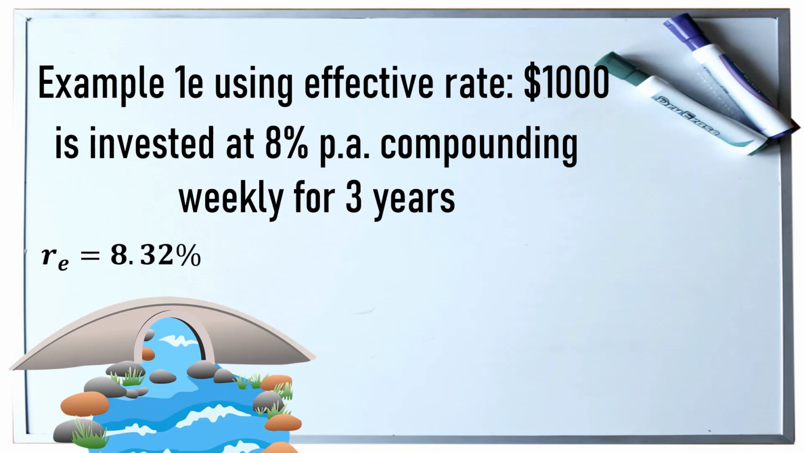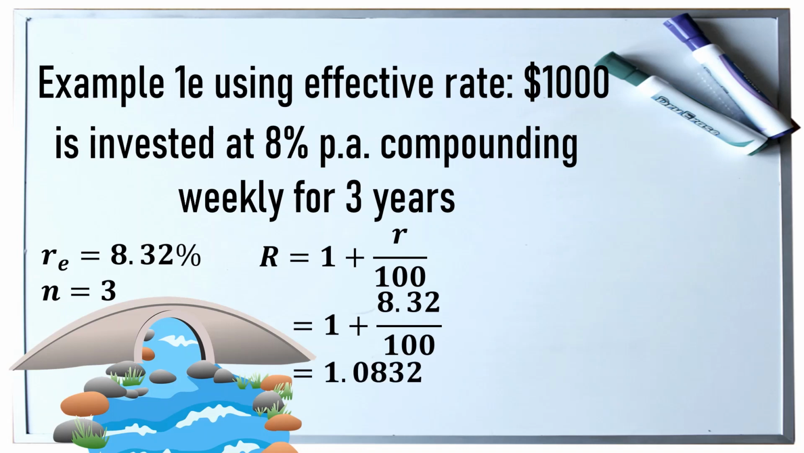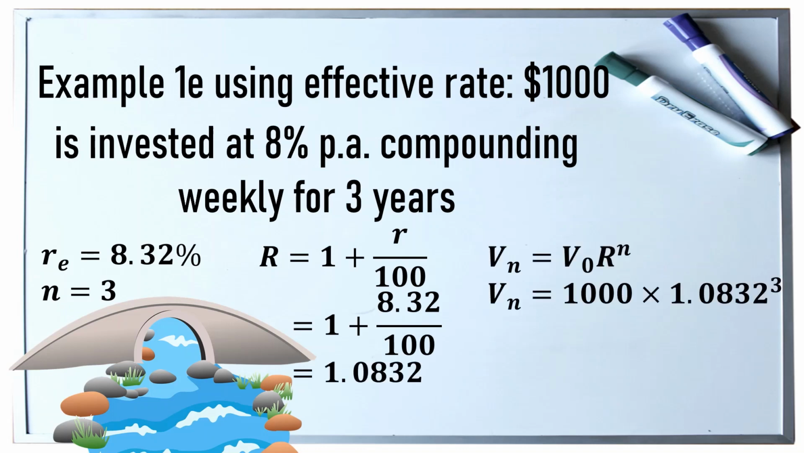We're going to do this example again, however, this time we're going to use the effective rate, which is equal to 8.32%. Keep in mind, I've rounded there to 2 decimal places, but in my calculations, I've kept all my decimal places. I'm going to use an N of 3 because the 8.32% is the equivalent of the annual rate. So when I work out my R, I get 1.0832, and when I put it into the formula, I get the exact same amount to the cent as what I did on the previous slide.